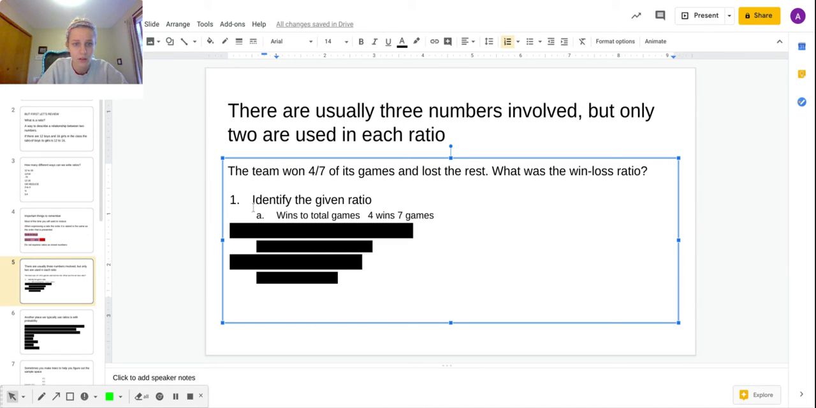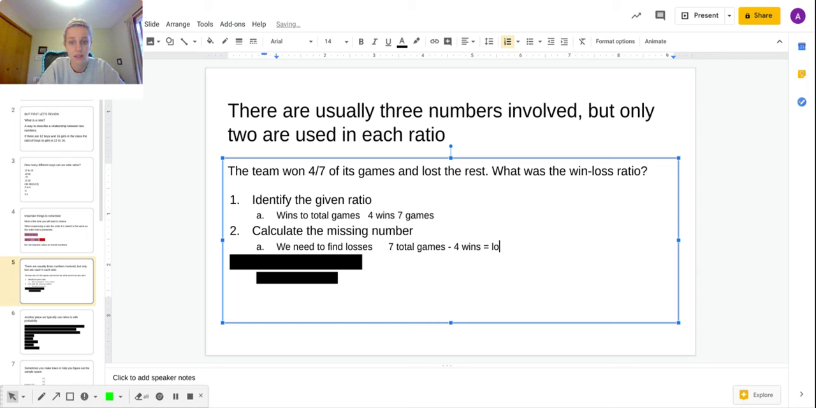Okay. So first I'm going to identify the given ratio. So what am I already working with? Now I need to calculate the missing number. So what we need to do here is it's asking us for a win-loss ratio. We don't know the number of losses, but we can calculate the number of losses. If they played 7 total games and they won 4 games, that means that they lost 3 games.